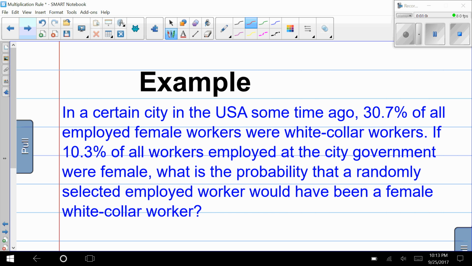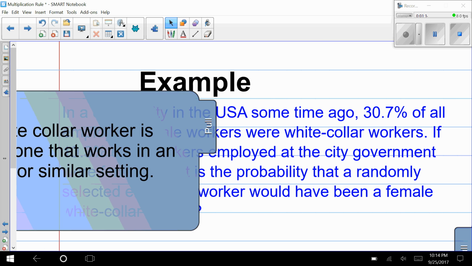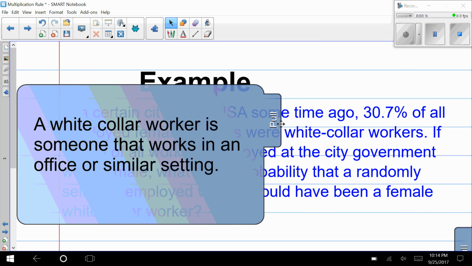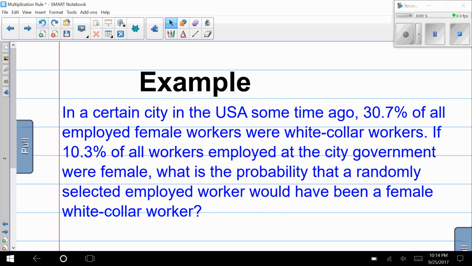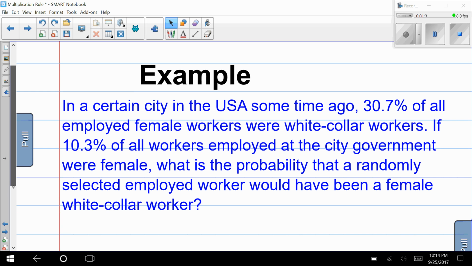So, let's start with an example. In a certain city in the USA some time ago, 30.7% of all employed female workers were white-collar workers. First of all, remember, a white-collar worker is someone that works in an office or similar setting. If 10.3% of all the workers employed at the city government were female, what is the probability that a randomly selected employed worker would have been a female white-collar worker?